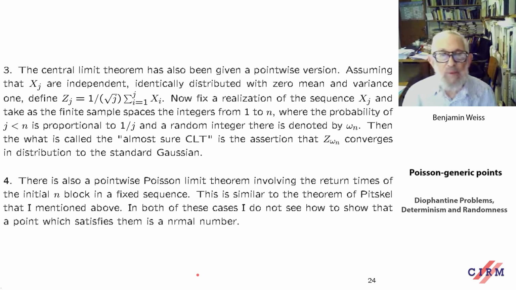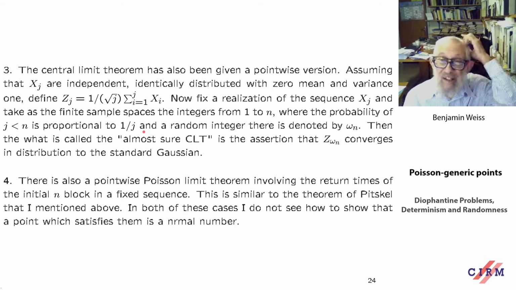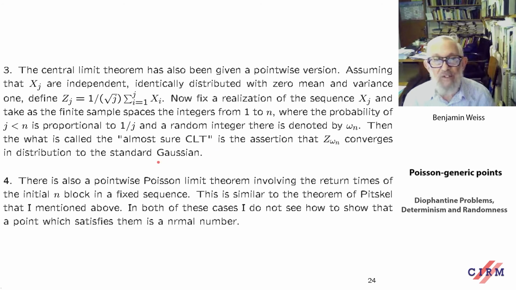I've been talking this whole talk about the Poisson limit theorem. The central limit theorem is probably better known than the Poisson limit theorem. There are also pointwise versions of this. You take identically distributed random variables with zero mean, variance 1, you normalize the sum by 1 over square root j, so you're now looking at the deviation. You expect this to be 0, and you're looking at the deviation on the scale of root j. You fix a realization of the sequence, and you take the integers from 1 to n as your sample space, but you sample with a proportion over j, so you're taking really what is called a logarithmic average. Then the almost sure central limit theorem is the assertion that Z omega n converges to the standard Gaussian.